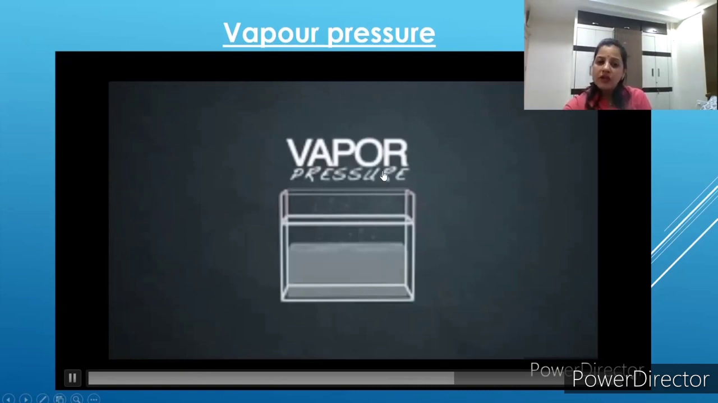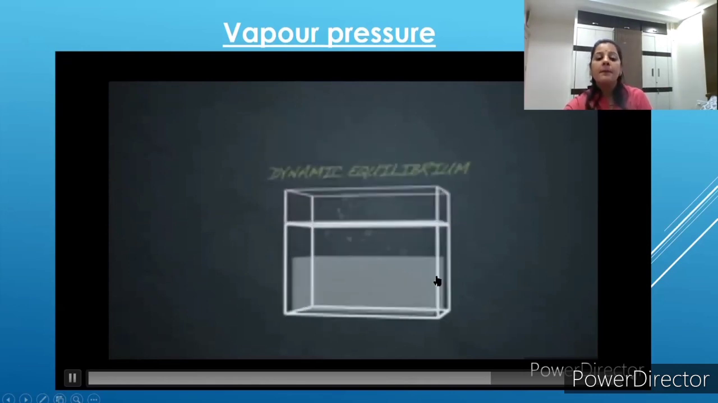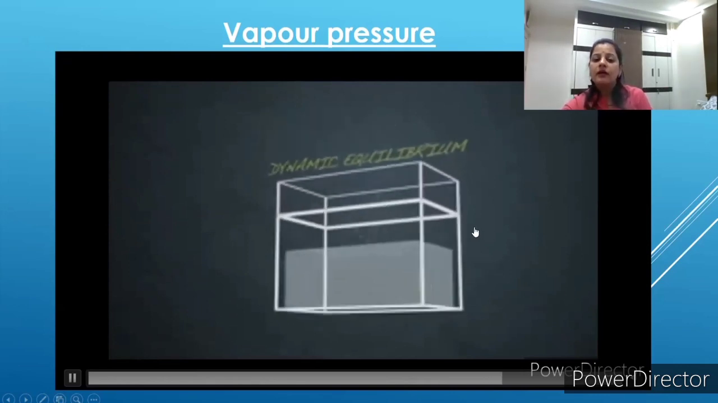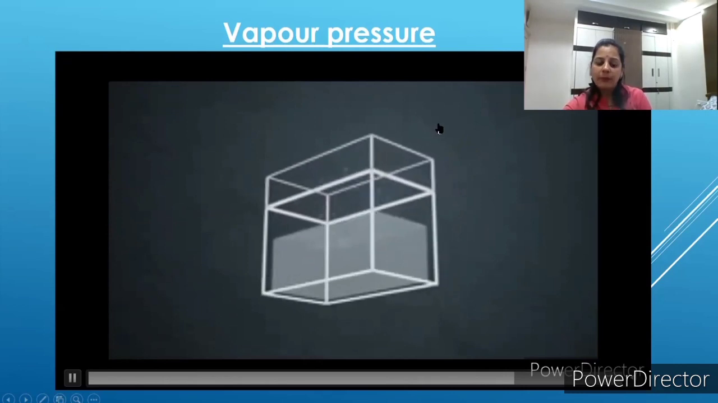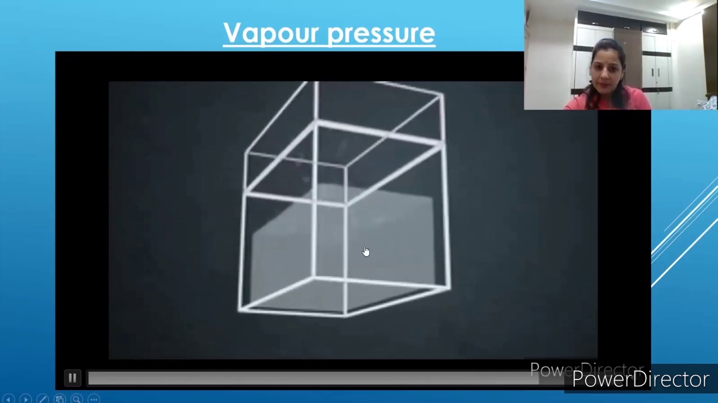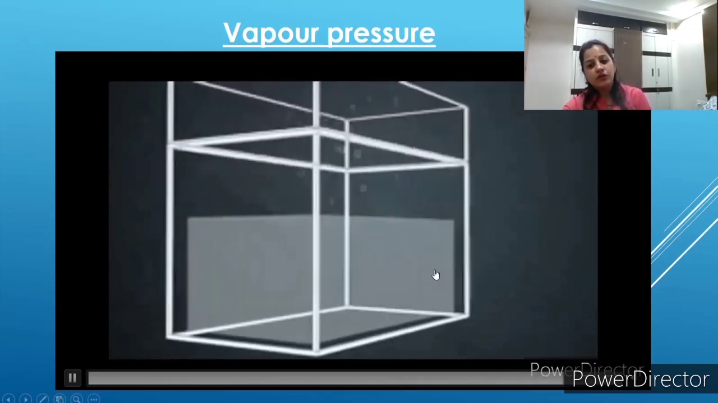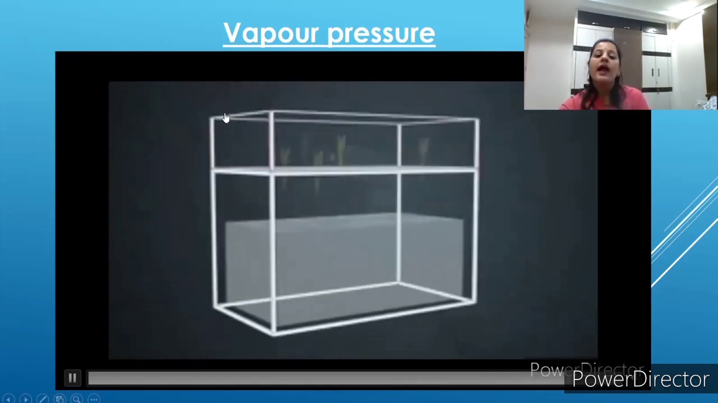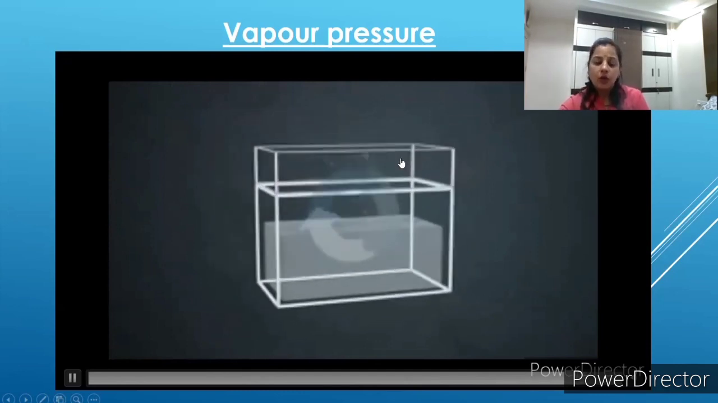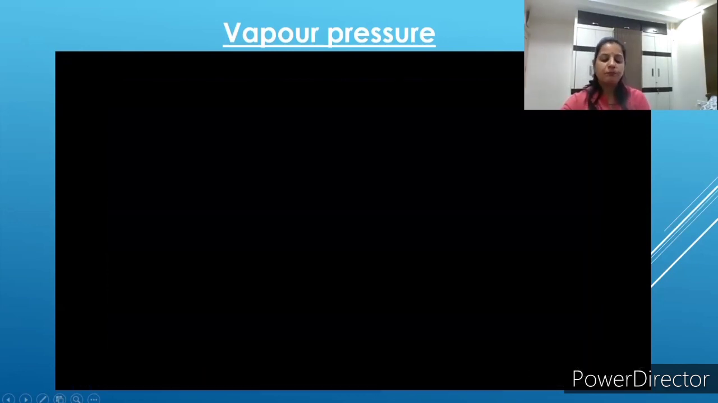And this vapor pressure exists only when the system is under thermodynamic equilibrium, meaning the rate of evaporation and the rate of condensation taking place at the same time are equal, and that too at a certain constant temperature. So this is how vapor pressure can be easily defined.